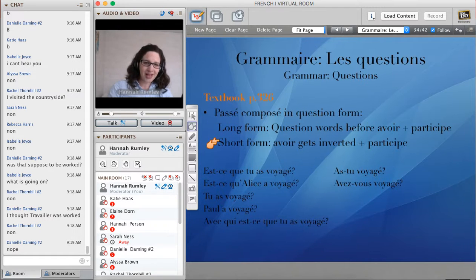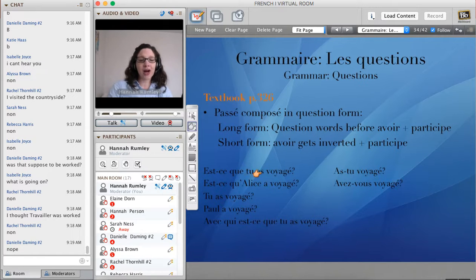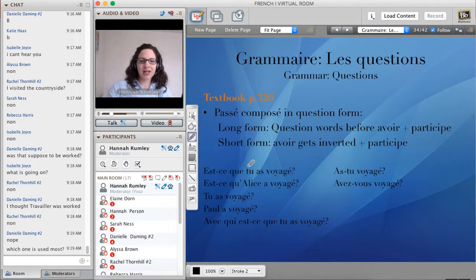The short form is where avoir gets inverted with the subject, and then we have the past participle. Okay? So the long form is est-ce que tu as voyagé? Est-ce que before the sentence form, or you can just invert the subject and the verb. We've done this before. Let me fix the arrow. It's a little off. You can invert the subject and just the avoir and take away the question words. And then the past participle just kind of hangs out at the end.